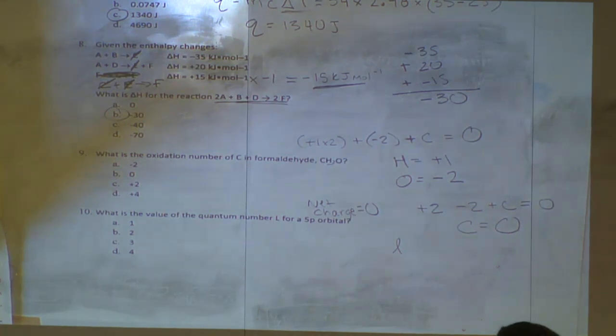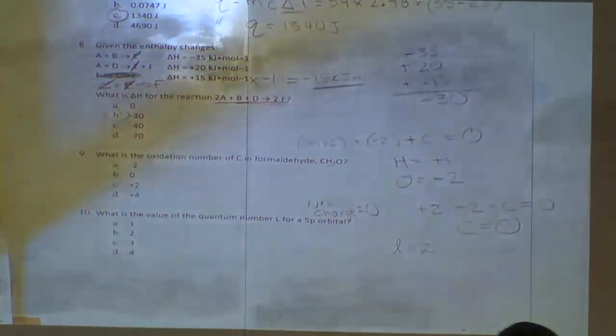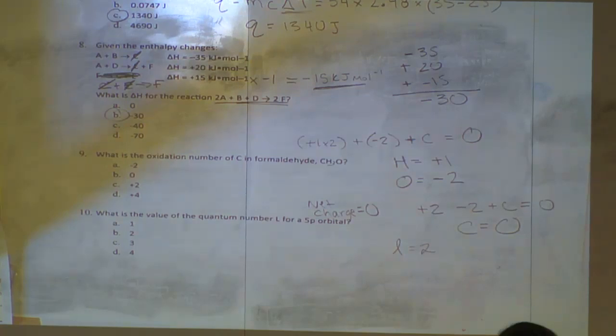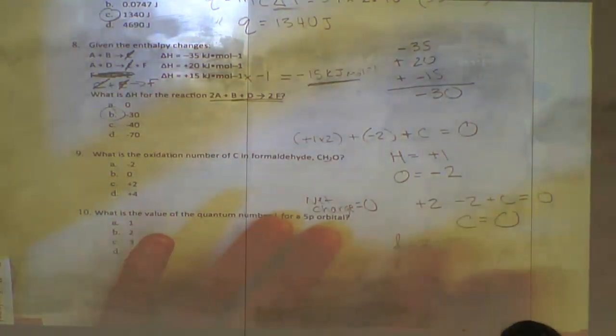Is it 3? Okay, so let's think about it. You're thinking of how many orbitals? I think it's 2. You think it's 2? So you're saying L equals 2. Anybody else? Let's hear it. The quantum numbers? Yeah. So essentially, there you go. All right, so we know it's 1.